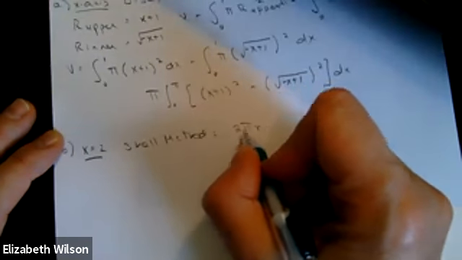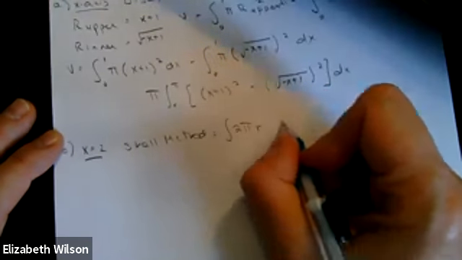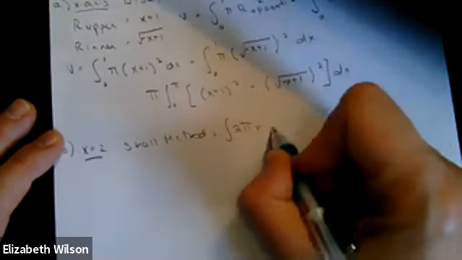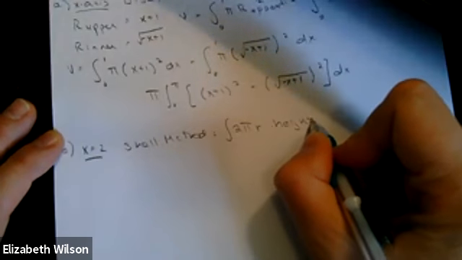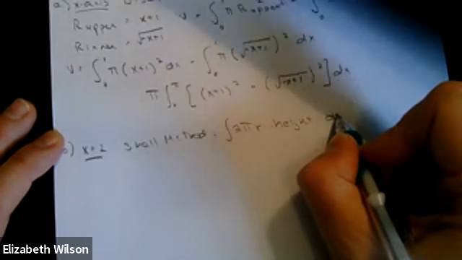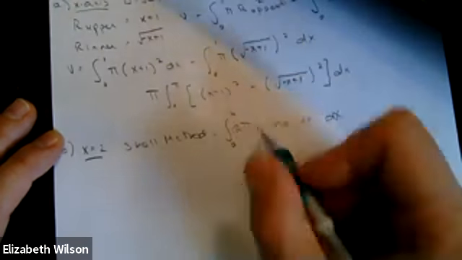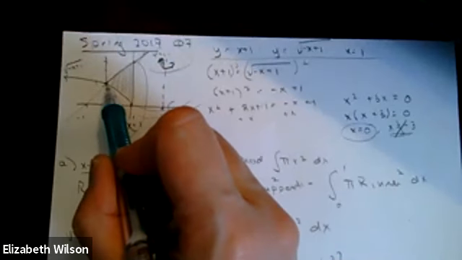The shell method says I'm going to go 2 pi r, because that's my circumference. I'm creating a circumference as I go around that circle. 2 pi r times the height times the thickness of each tiny little circle that I'm going around. This is going from A to B. A to B comes from our intersection points here. What's the bounds on that?